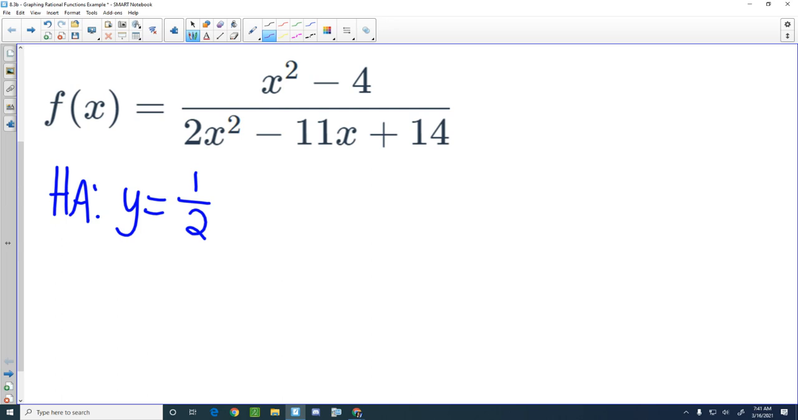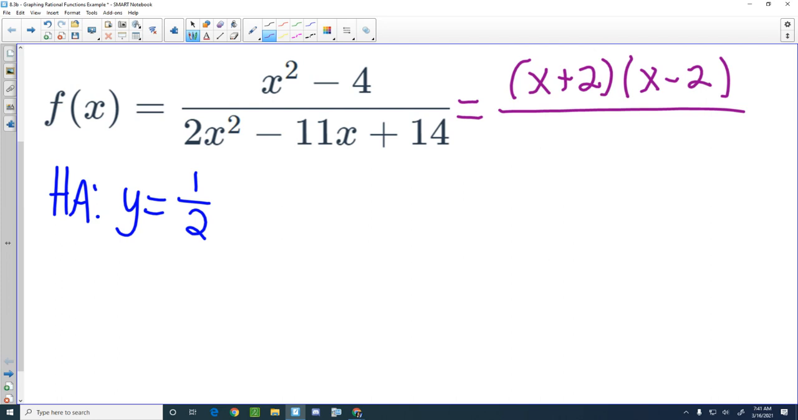Now for the next part, we do want to factor everything. Our numerator, that's the difference of squares. Are you getting a little bit better at recognizing those ones when you see the difference of squares at this point? We've been doing that a lot recently, right? And so that simply factors to an x plus 2 and an x minus 2.